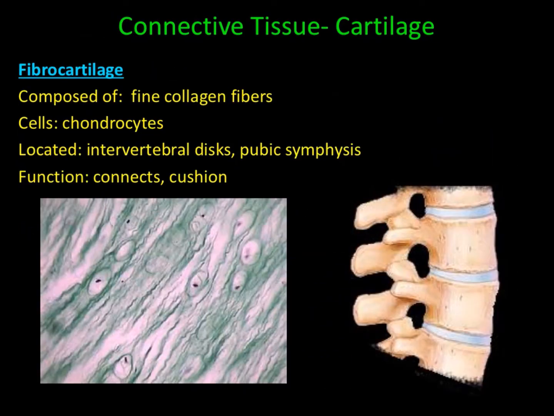The second type of cartilage is fibrocartilage. This type of cartilage is very pliable, very squishy. You can find this type of cartilage in between vertebrae as the intervertebral discs, and you can find it between the 2 pubic bones within the pubic symphysis.